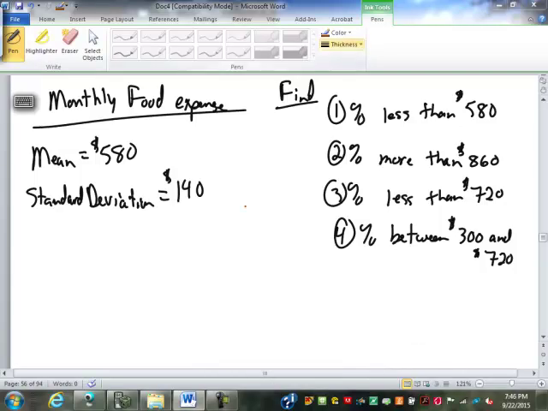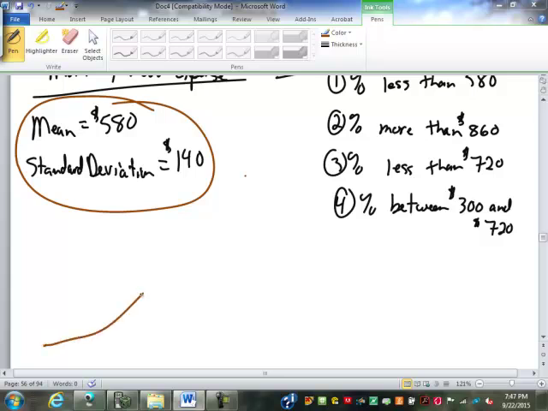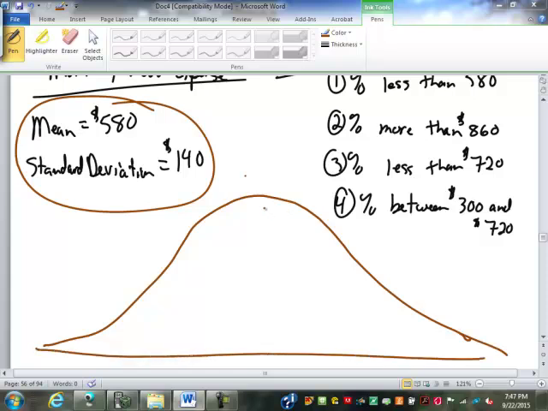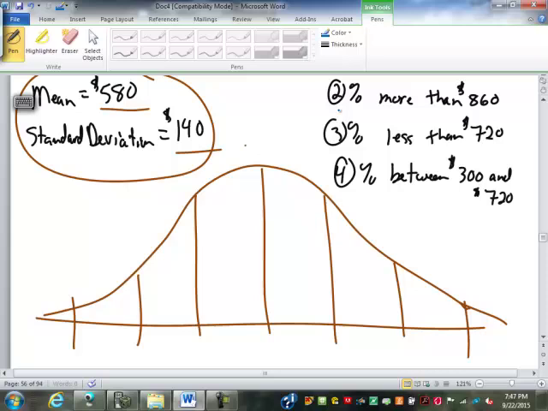So let's take a look at this. First of all, how are we going to determine this? Well, anytime you're given a mean and standard deviation and asked for a percent, it generally is hinting at using the bell curve. And how do we know what numbers to put on the bottom of the bell curve? The mean and the standard deviation. So what's going to go in the middle of this curve? 580, the mean, right?